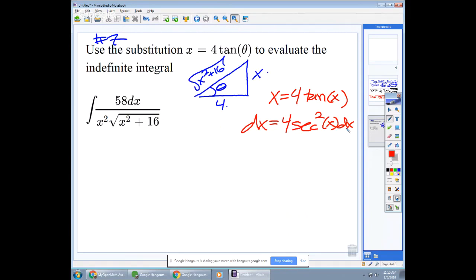Now, tangent of theta, not tangent of x. Oh gosh, I'm doing that again. Thank you, Sarah. Now, on the right side, these should all be thetas. Thetas, thetas.